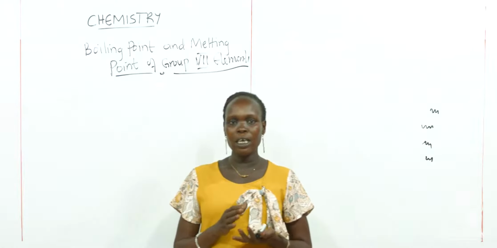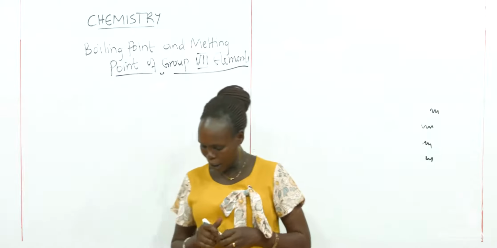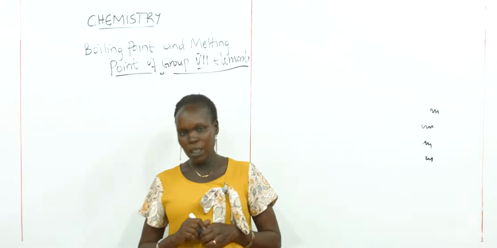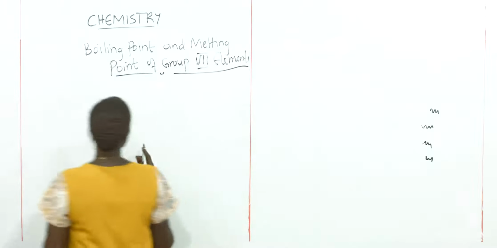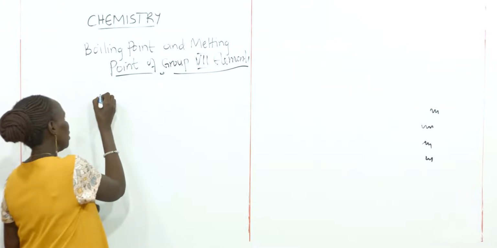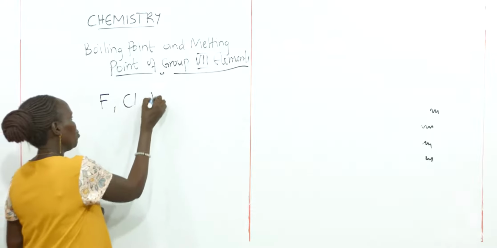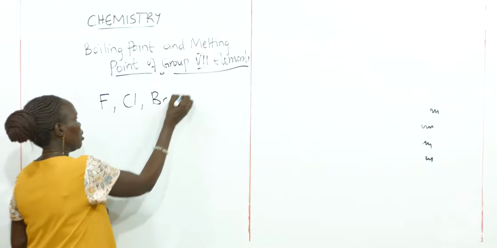So the boiling point and the melting point of group 7 increase as we move down the group. We know the elements that constitute group 7: fluorine, chlorine, bromine, iodine, and the last one is astatine, but it is a radioactive element.